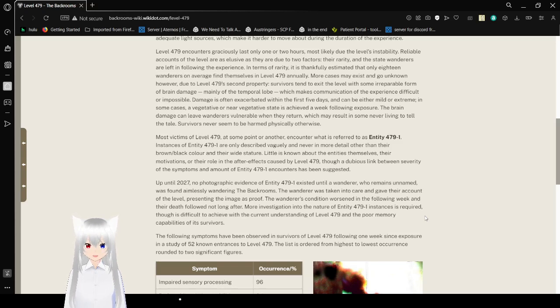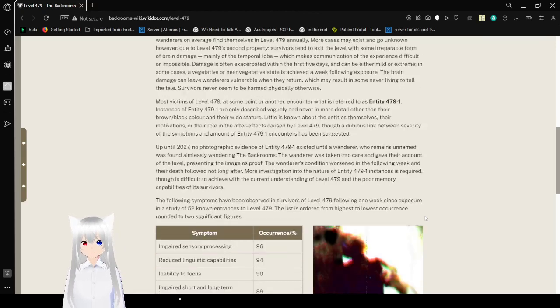Survivors tend to exit the level with some horrible form of brain damage, mainly of the temporal lobe, which makes communication of the experience difficult or impossible. Damage is often exacerbated within the first 5 days and can be either mild or extreme. In some cases, a vegetative or near vegetative state is achieved a week following exposure. The brain damage can leave wanderers vulnerable when they return, with some never living to tell the tale. Survivors never seem to be harmed physically otherwise.